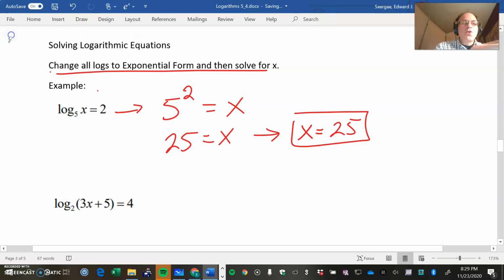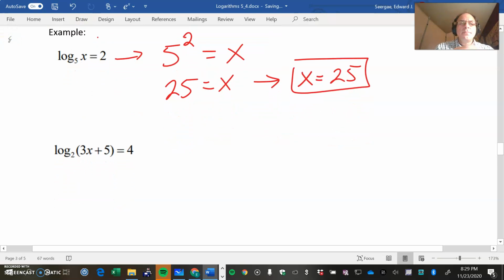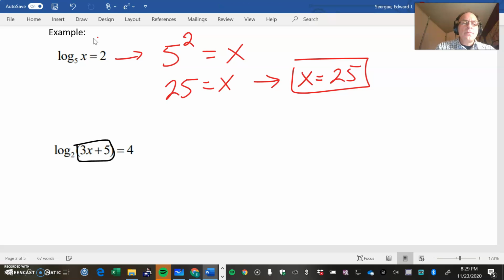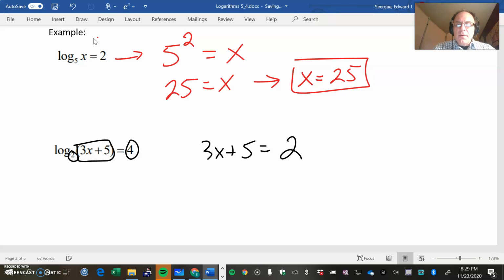Sometimes we might have an expression in there. If you have an expression, that's okay. For this one, I can just isolate the expression. And I can say that 3x plus 5 is equal to base 2, exponent 4. The base of the log is the base of our power. The logarithm is always set equal to the exponent. So this would be 3x plus 5 is equal to 2 to the 4th power. Well, 2 to the 4th power is equal to 16.